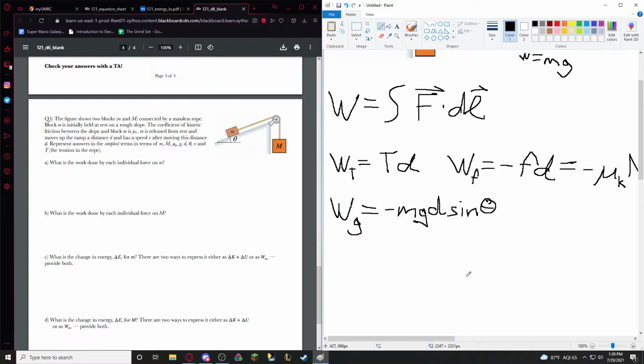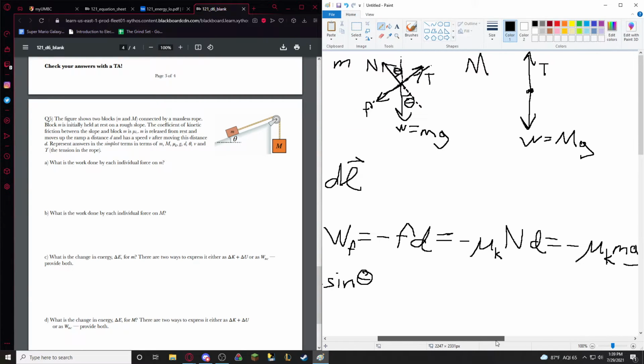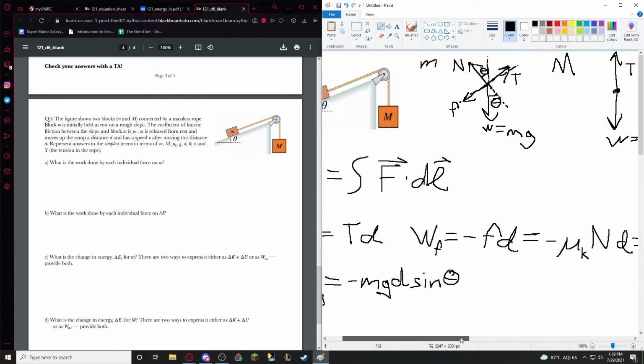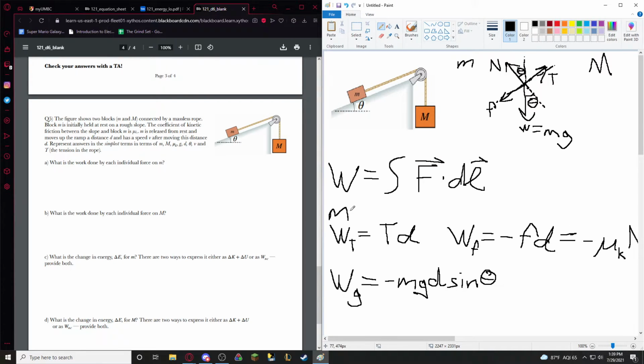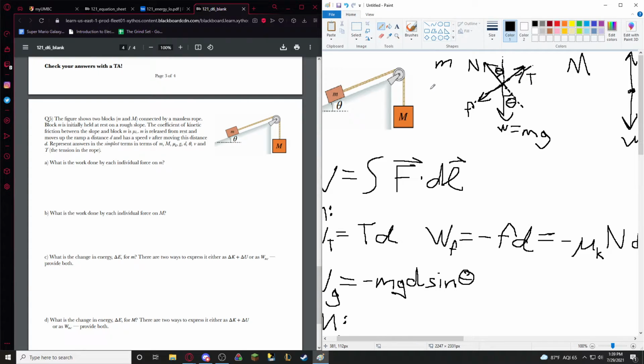Now, what about big M? What are our forces that are doing work on big M? The two forces would be the force of gravity and the force of tension. For the force of tension, the tension along the rope is the same, so we could just put TD. And is that positive or negative? This would be negative because the block is moving downwards. Yep, exactly. The block is moving down, and tension is upward.